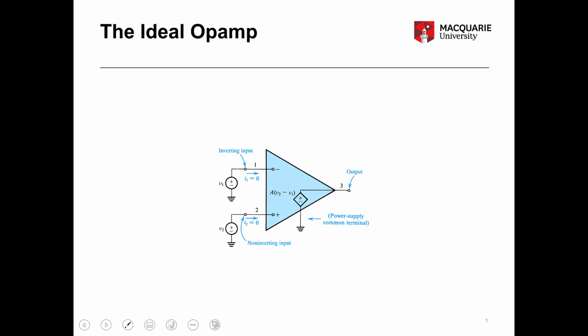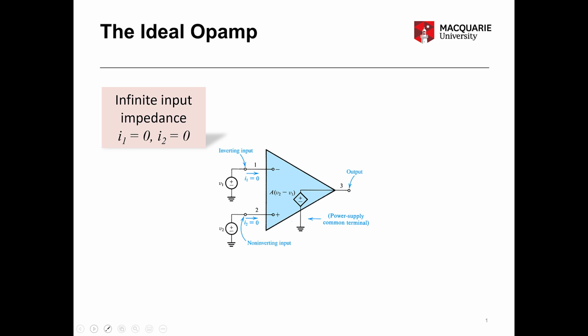In this video, we're going to take a look at the characteristics that define an ideal op-amp. The ideal op-amp is a very useful design tool, but we must be mindful of the assumptions made when we are talking about ideal in this sense. So we'll discuss some of those assumptions here. So what do we mean by an ideal op-amp?